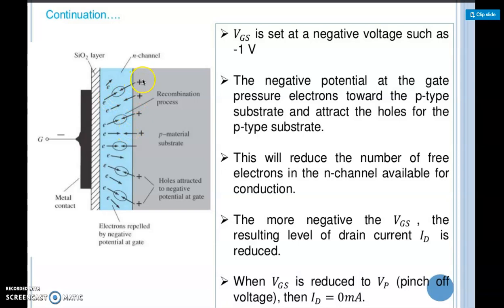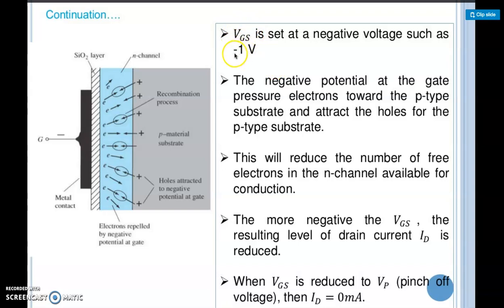So when electrons and holes meet together, they are going to recombine and they become neutral. Then we are going to have this electron vanish when recombined with a hole. So whenever recombination happens, we are going to lose the electrons in this N-channel region. So the number of electrons being less means the ID will be reducing. Less electrons means less current. So the current is going to decrease when we apply VGS equal to negative voltage.